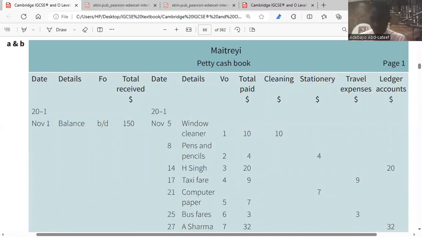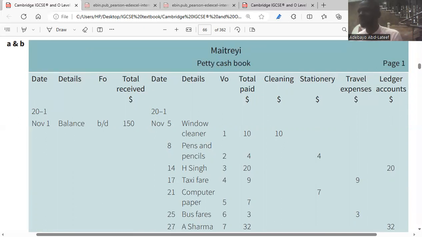Window cleaner. There are some transactions that are constant within the month, that every now and then you have to go through. For those transactions, you can have a column. Do you get what I'm saying here? Look at what they have here: the cleaning column, the stationery, travel expenses, and the ledger account. Cleaning, basically, they might have cleaners every now and then.